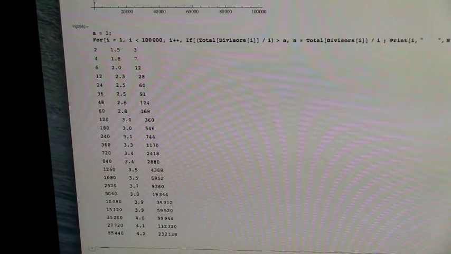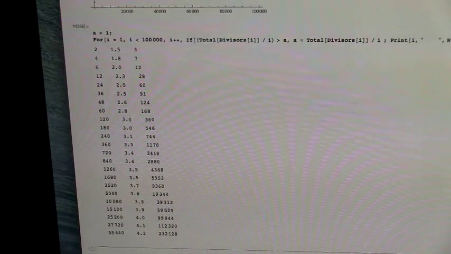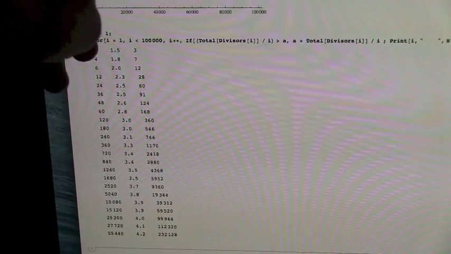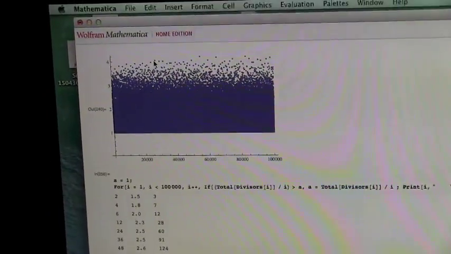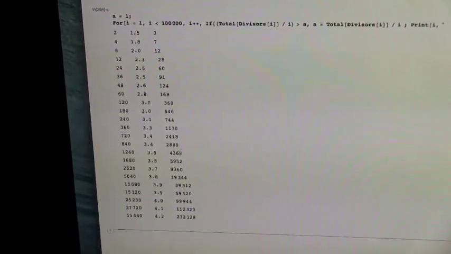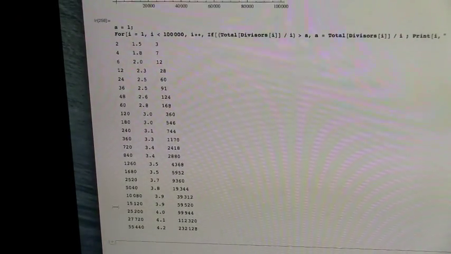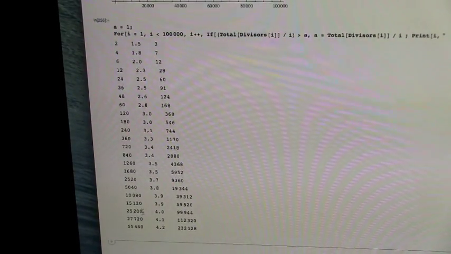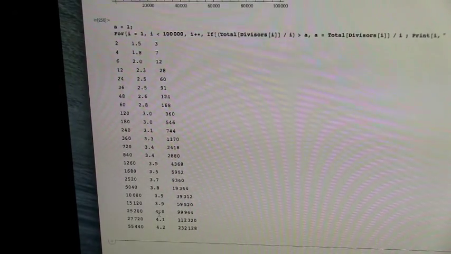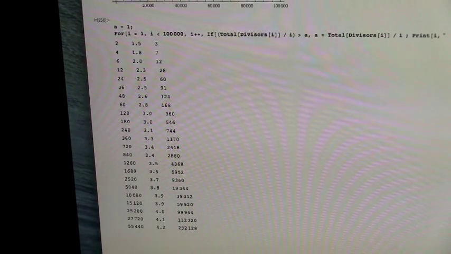25,200. So maybe that was up in our chart, one of the numbers up there. We saw a dot right there. Maybe that's the first one above 4. So that's interesting. It says when I take the number 25,200 and sum up all the divisors, I get about 4 times the number. Maybe I'll print out to 3 decimal places.